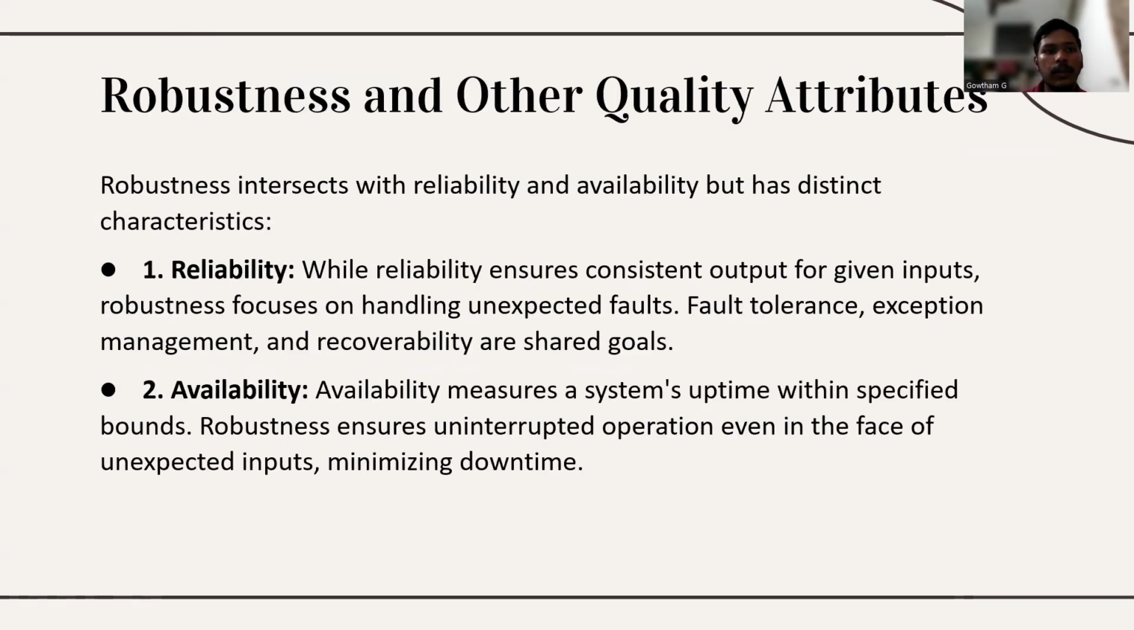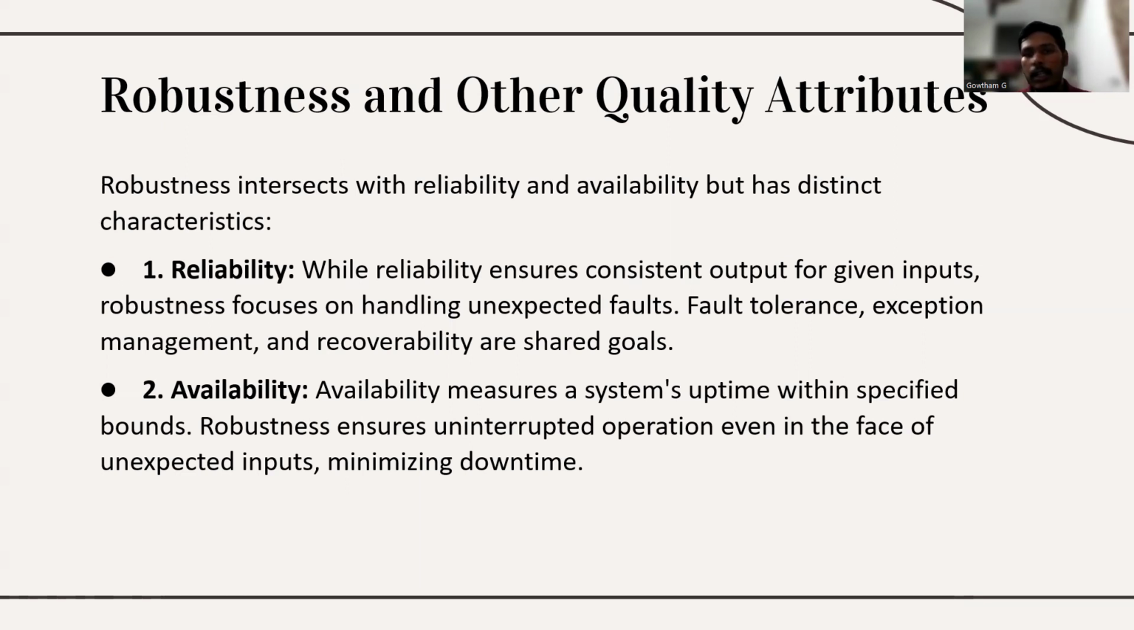Now we can see about robustness and other quality attributes. There are many quality attributes such as reliability, availability, scalability, etc. In this, we have taken reliability and availability, and how robustness and these attributes intersect each other. So reliability. We all know that reliability means the long-lasting capacity of the software. For software to be long lasting, robustness should be incorporated with it, to give better life for the software.